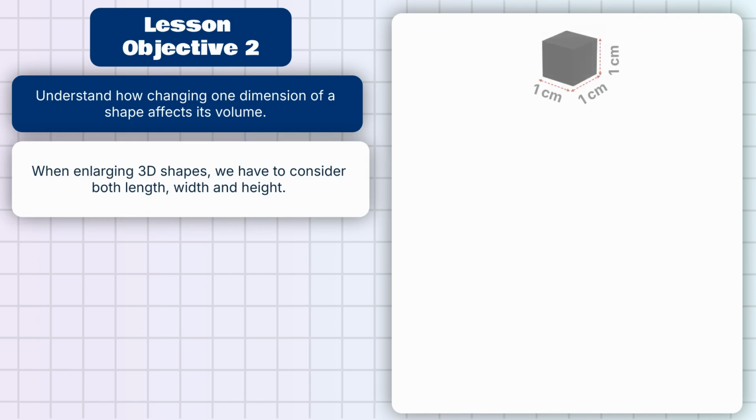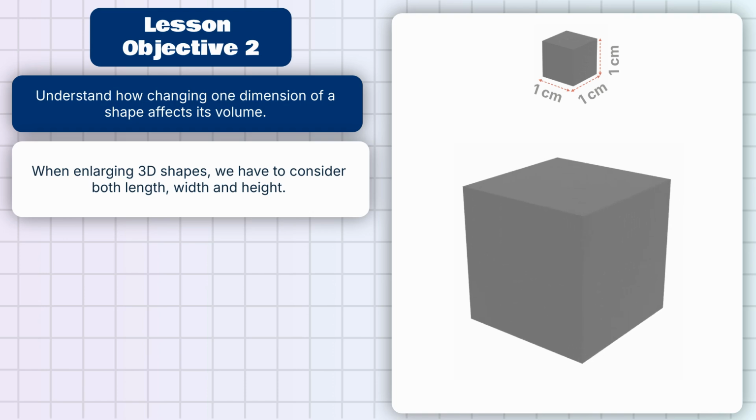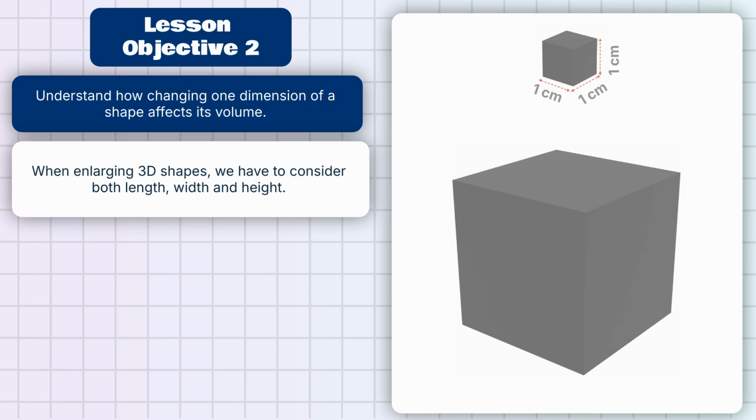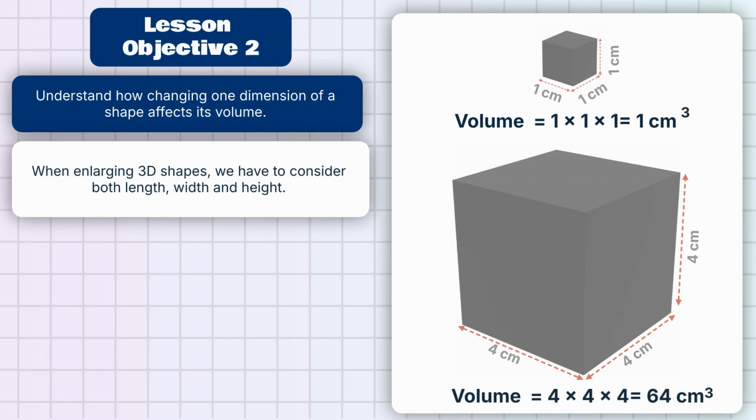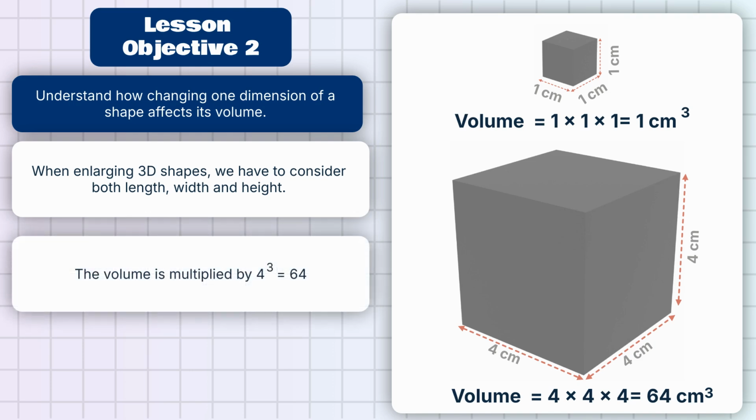Consider a cube with a side length of 1 centimeter. If we enlarge this cube by a scale factor of 4, each edge will now be 1 times 4 equals 4 centimeters long. Let us now compare the volumes of the original and enlarged shapes. The original volume is 1 times 1 times 1 equals 1 cubic centimeter. The new volume after enlargement is 4 times 4 times 4 equals 64 cubic centimeters. The volume is multiplied by 4 cubed or 64. Again, it's not just a simple factor, but one that considers all three dimensions.